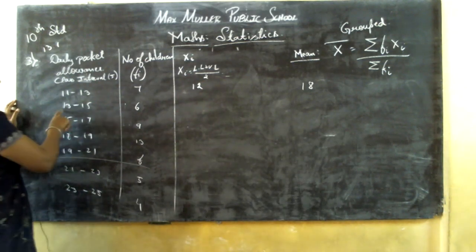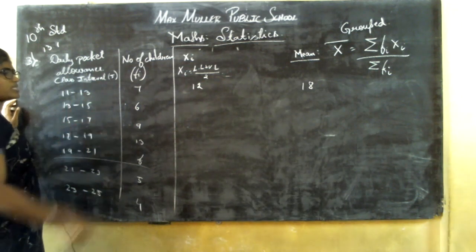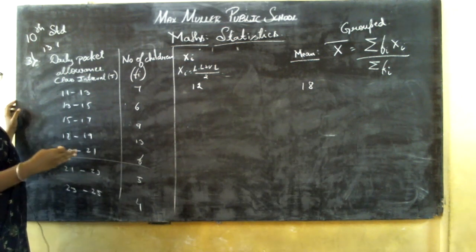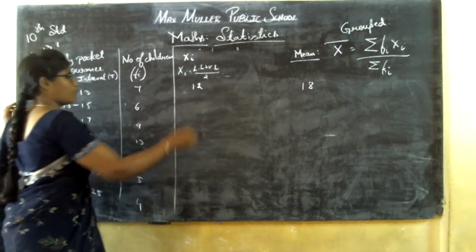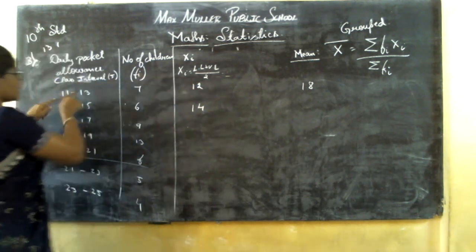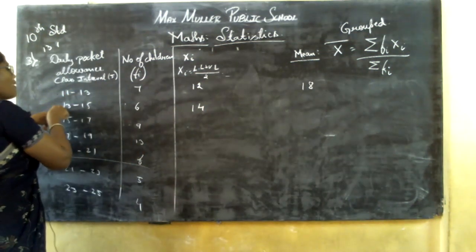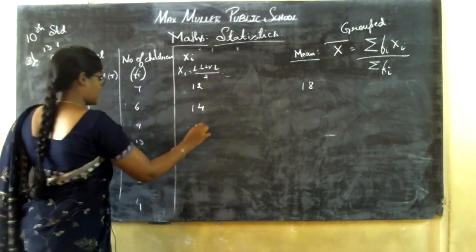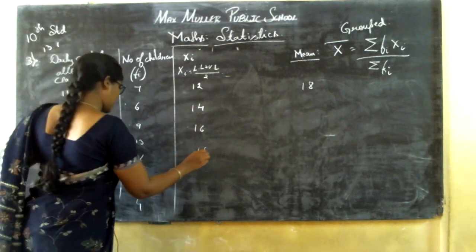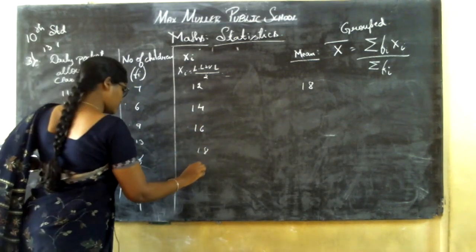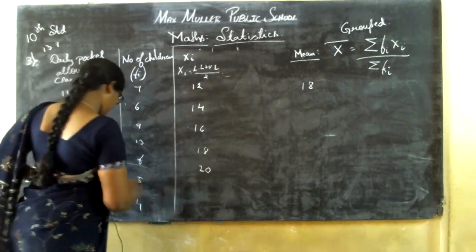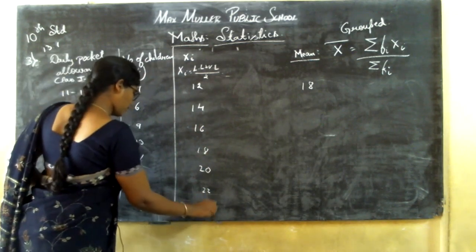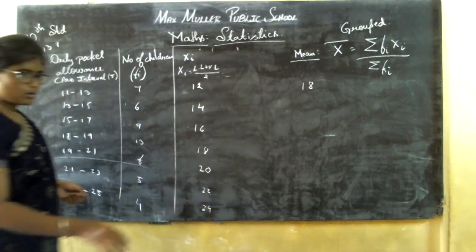Next, coming to the next one, 13 and 15. So 5 plus 3 is 8, 1 plus 1 is 2. So you have 28 as a number. 28 divided by 2 is how much? It is 14. So between 11 and 13 you have 12. Between 13 and 15 you have 14. Between 15 and 17 what is the number? 16. 17 and 19 it is 18. 19 and 21 it is 20. 21 to 23 it is 22. And 23 to 25 it is 24. Correct?